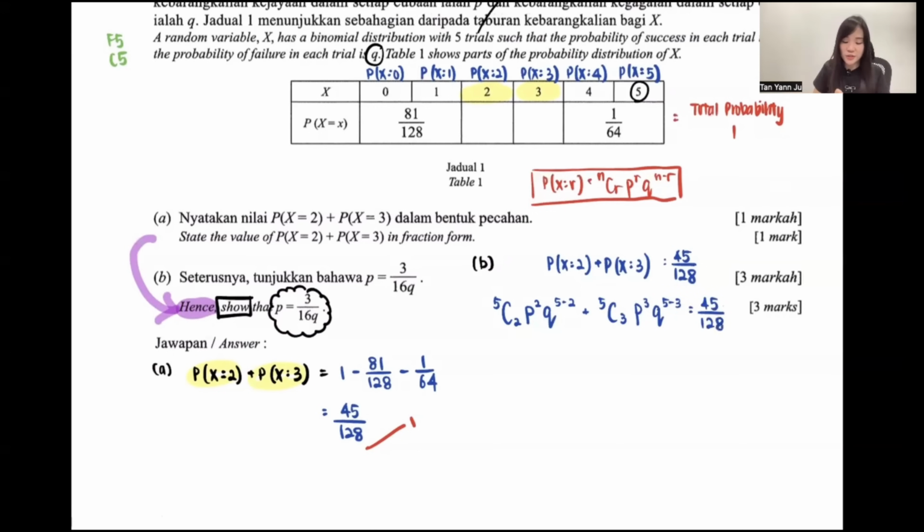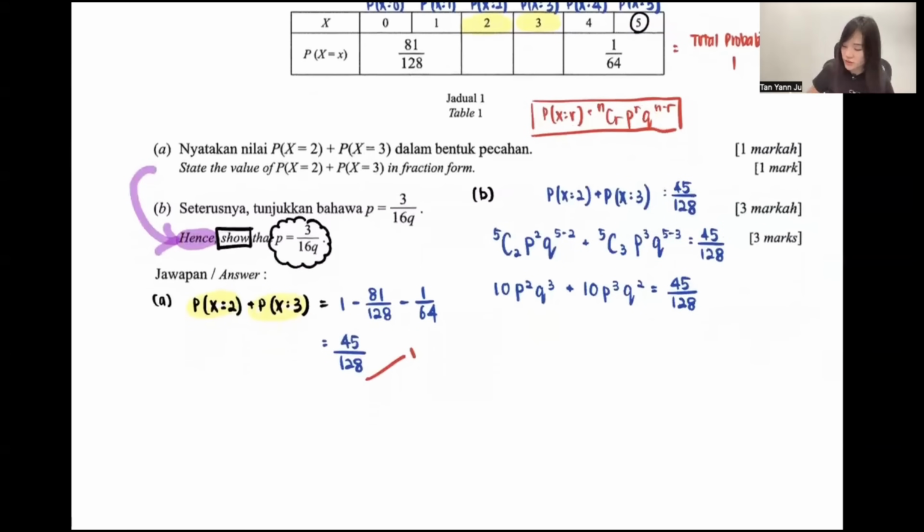Can you see that? So 5C2, when you press the calculator, is 10. 10P squared Q cubed plus 5C3, 10 again, P cubed Q squared equals 45 over 128. Want to make your life easier? Try to divide everything by 10. So this one divide by 10, no more 10. This one divide by 10, no more 10. And the back one, 45 over 128 divide by 10, I get 9 over 256.